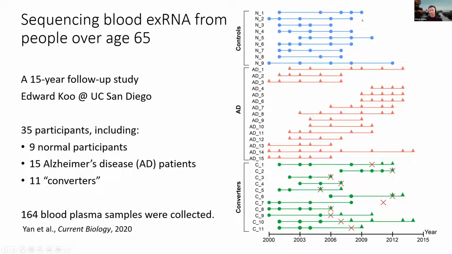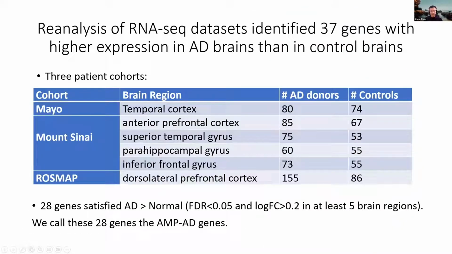So the graph on the right shows that every row is a person, and every dot is a blood collection time. So you can see that for some of the people, blood was collected multiple times, and in total, 164 blood plasma samples were collected.